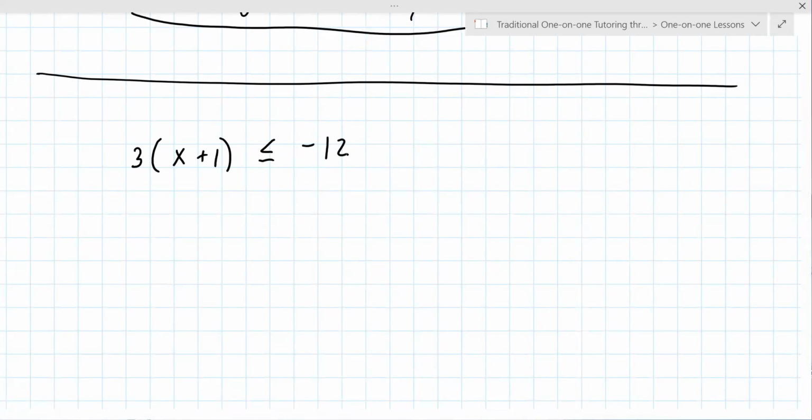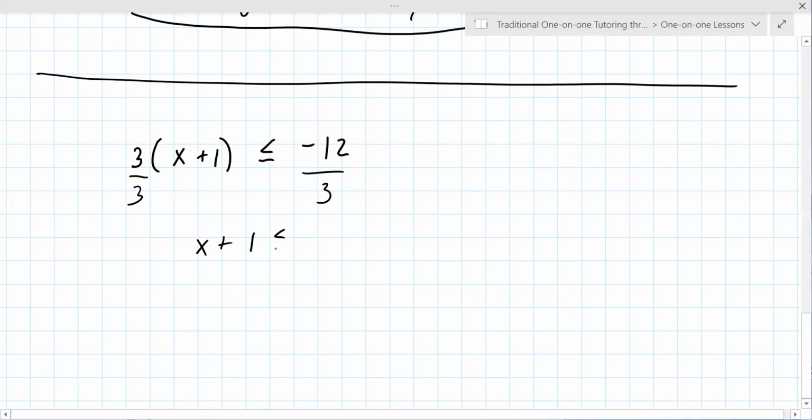Okay. So in the last problem, what was the first thing that we did to solve it? Do you remember? Yeah, 3 divided by 3, and then x plus 1 to 12, and then you subtract. So what is negative 12 divided by 3? Negative 12 divided by 3. Well, that's pretty easy. Negative 4. Okay, negative 4. Yep. Okay, and now you subtract 1 from both sides. So x is less than or equal to negative 5.